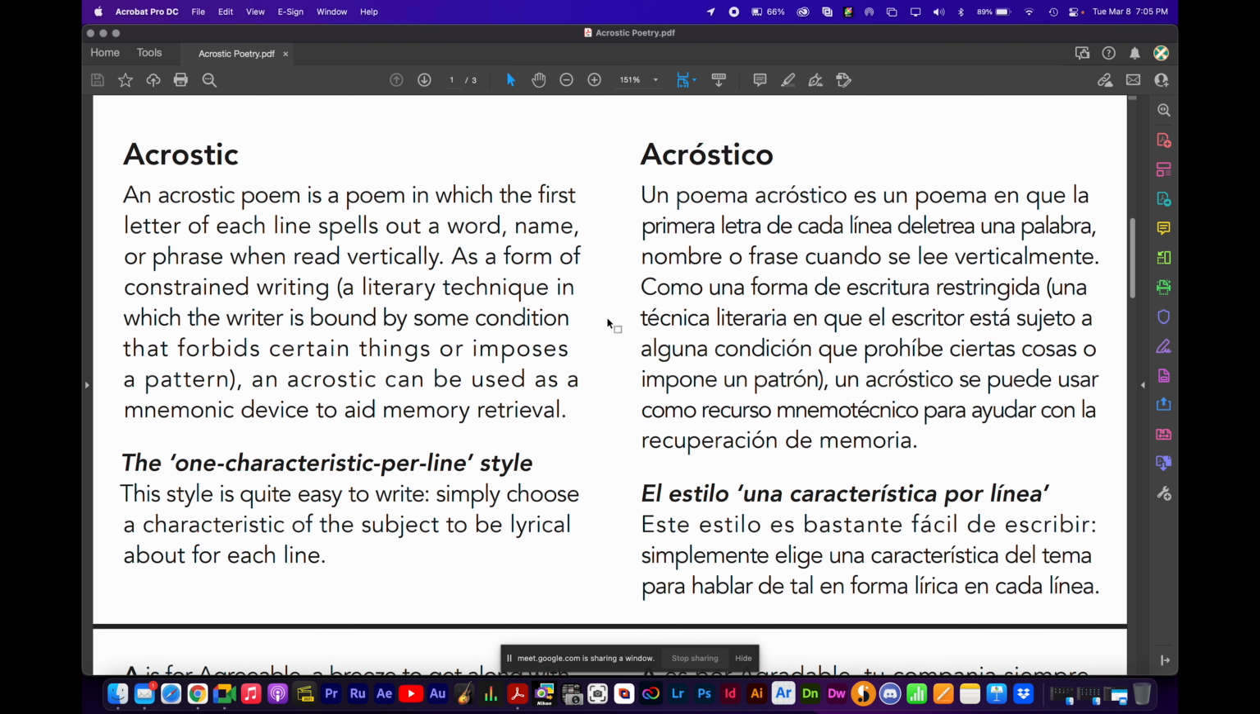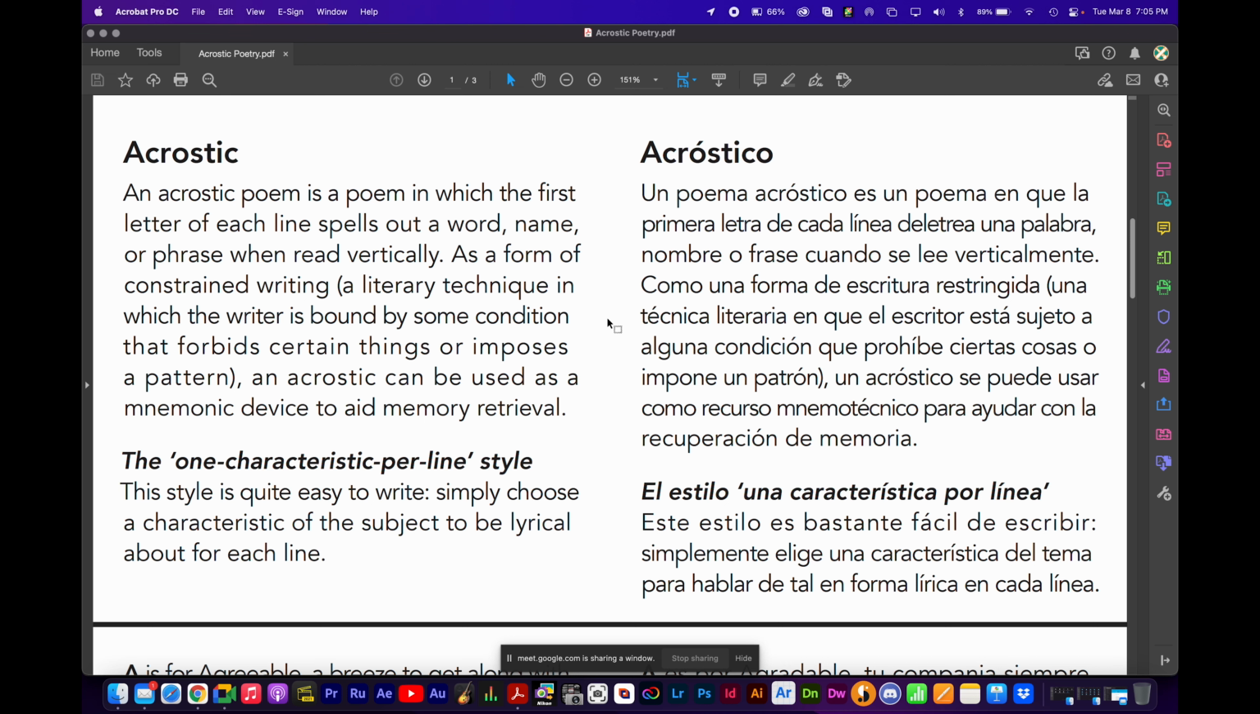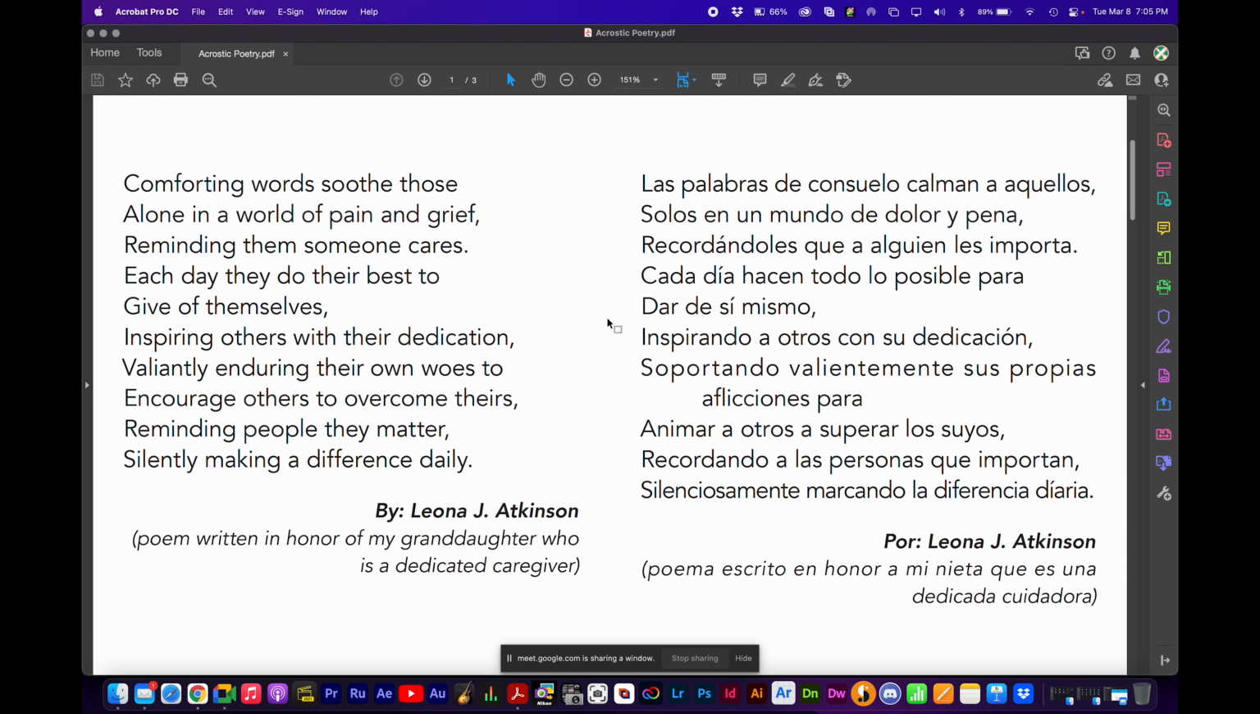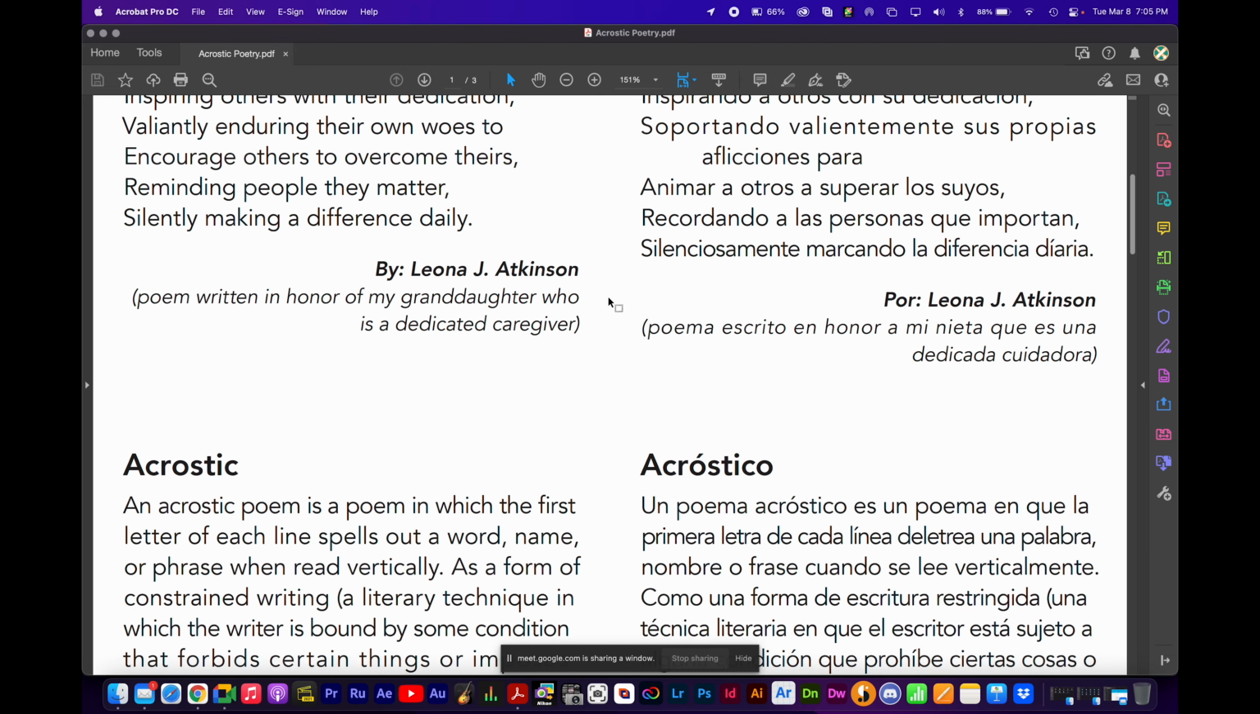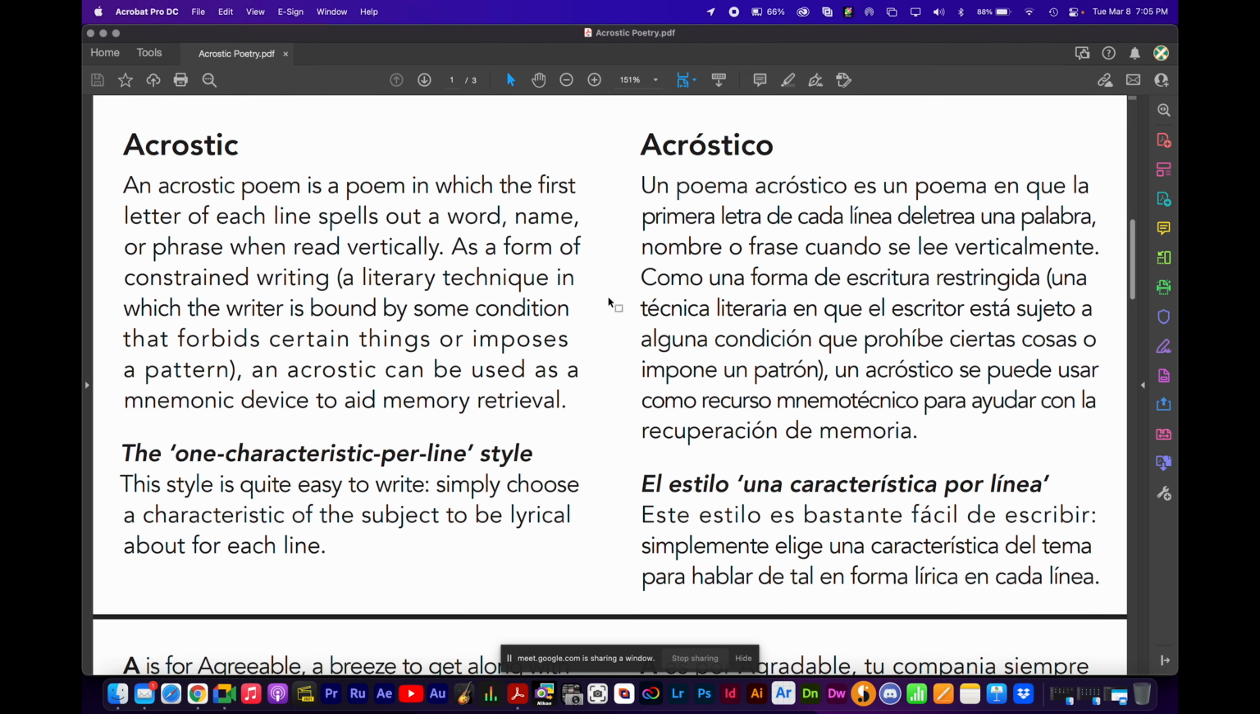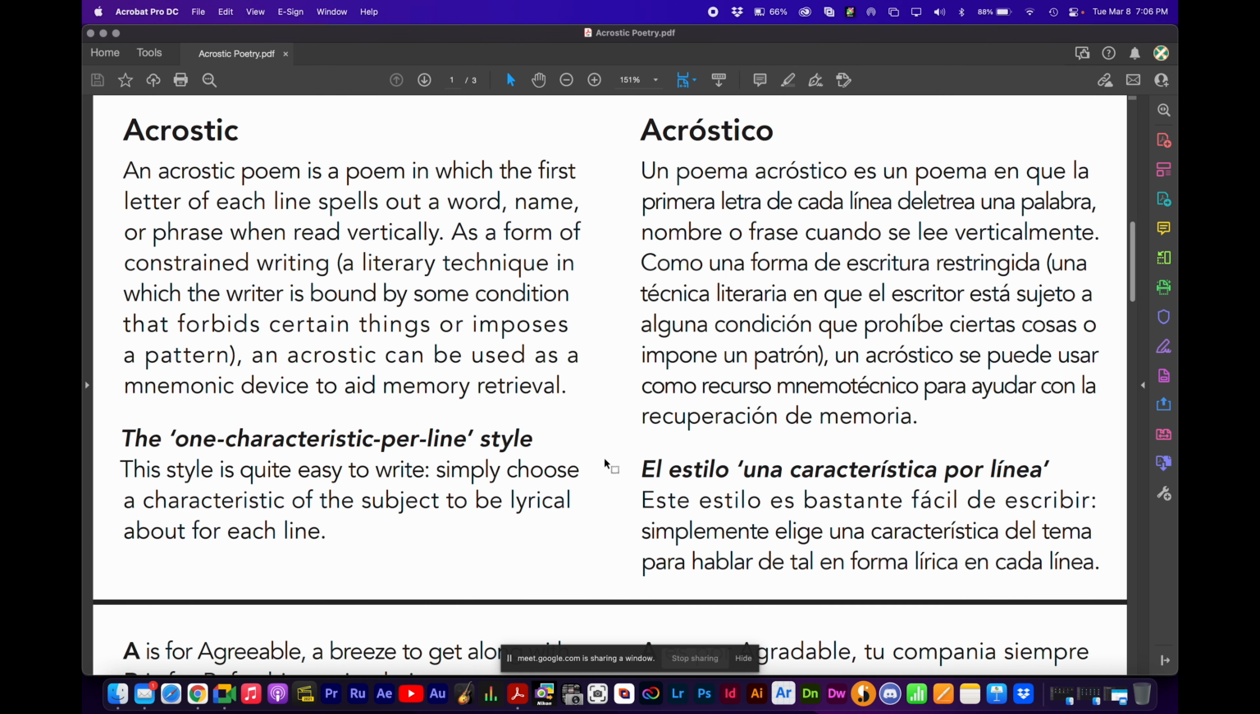So, as I was just telling you in Spanish, acrostics are a little bit tricky because they don't translate too well into Spanish, just because of what an acrostic is. An acrostic poem is a poem in which the first letter of each line spells out a word, name, or phrase when read vertically, as a form of constrained writing, a literary technique in which the writer is bound by some condition that forbids certain things or imposes a pattern. An acrostic can be used as a mnemonic device to aid memory retrieval. I'm not going to go into mnemonic devices because we have already done that. So, as I explained this, before we get into questions, what will be the acrostic phrase for this poem?